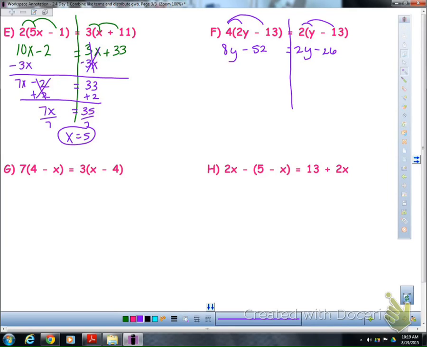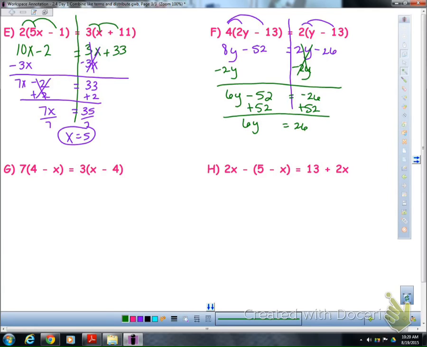We don't have any like terms to combine, so we're going to go ahead and move our variables. Subtract 2y from both sides. 8y minus 2y is 6y. Bring down the 52. Over here, the 2y's cancel, but we have negative 26 left. Add 52 to both sides. 6y equals positive 26. Divide by 6. Now, you're not going to get a decimal, so give me your answer in a simplified fraction. Simplified, it'd be 13 over 3, because you can divide both of them by 2.